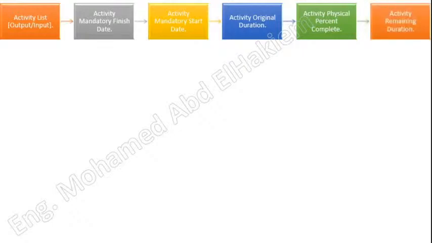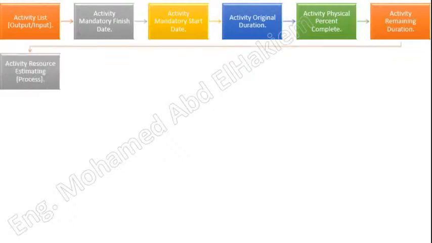Activity remaining duration. The total number of work periods in calendar units, A, equal to the original duration for an activity that has not started, or B, between the date of the project schedule and the early finish date of a schedule activity that has an activity actual start date. This represents the time needed to complete a schedule activity where the work is in progress. See also remaining duration. Activity resource estimating process. The process of estimating the types and quantities of resources required to perform each schedule activity.